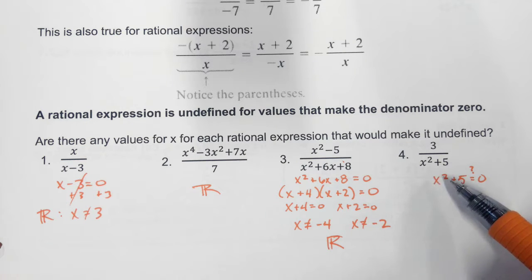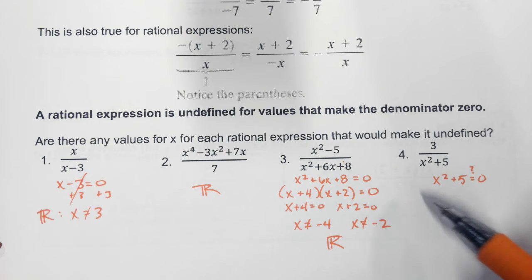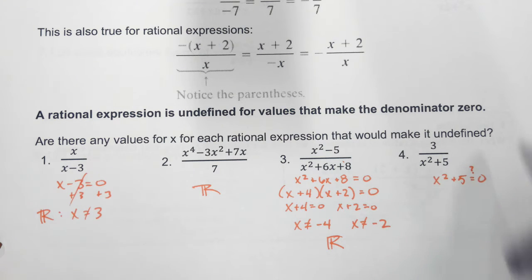If you square 0, 0 squared plus 5 is still going to be 5, not 0. And if you square a negative number, negative 4 squared is still positive 16. And if you add 5, it's still going to remain positive. So this means that no matter what I choose, x can be all real numbers.